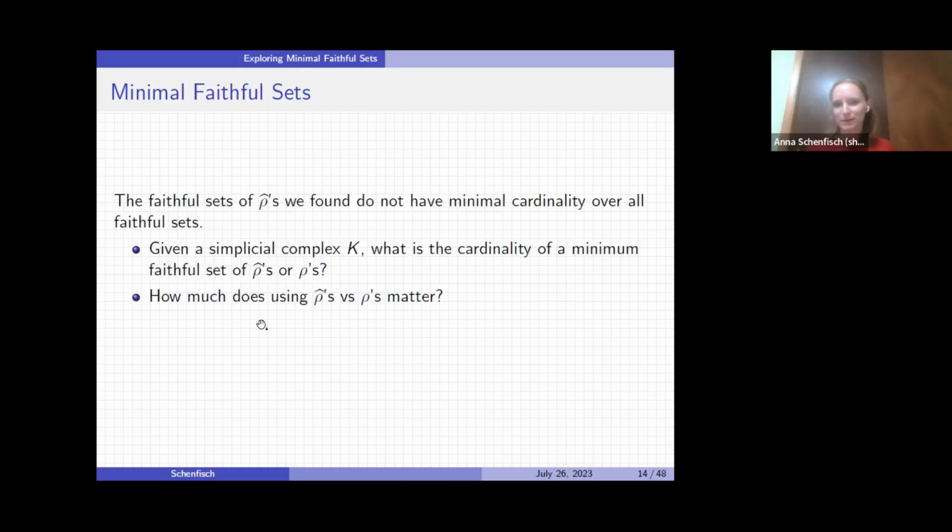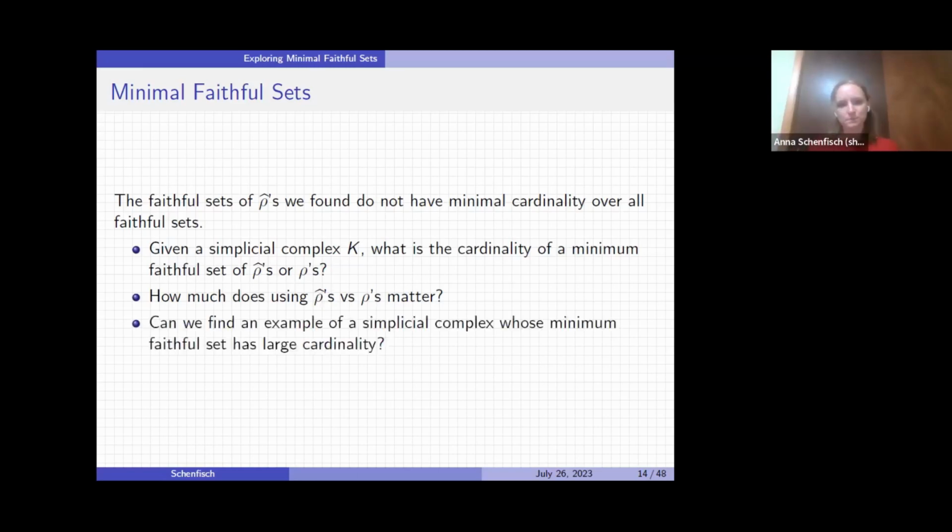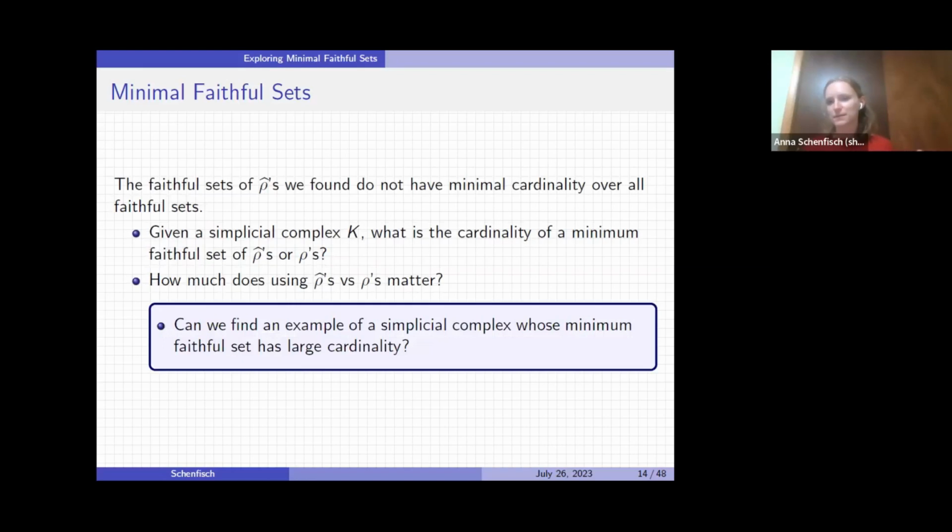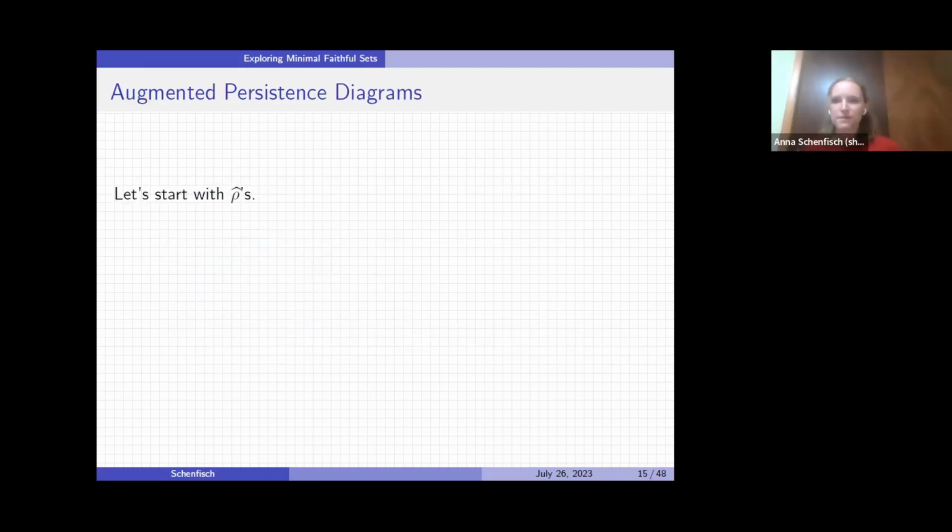So maybe a more approachable question is, what is the effect of using augmented diagrams versus not? How much do these on-diagonal points really help us? How much do they matter? And then lastly, can we find an example of a simplicial complex whose minimum faithful set has a large cardinality, or larger than we expect? That's what we're going to focus on for this section, finding simplicial complexes that have surprisingly large minimum faithful sets. Okay. Let's go ahead and start with augmented persistence diagrams.